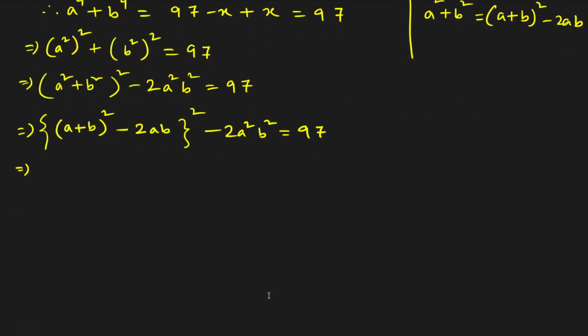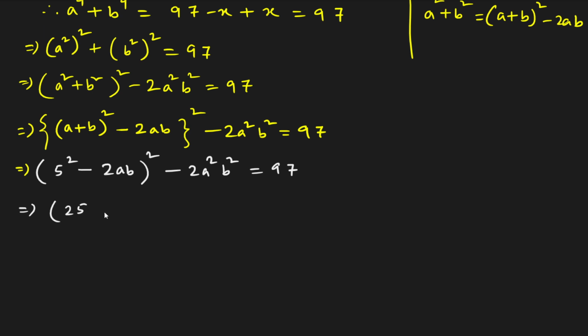So in place of a plus b, we can write 5 squared. It is 5 squared minus 2ab, which we don't know, whole squared, minus 2a squared b squared equals 97. So this is 25 minus twice ab, whole squared, then minus 2a squared b squared equals 97.